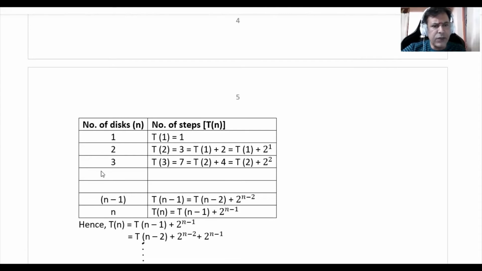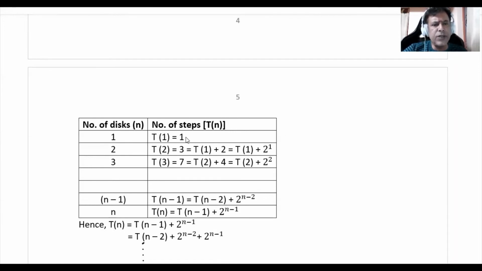Because in the next step, we will understand that if the number of disks is 3, then I have to express this T(3), which is 7, in terms of T(2). 7 is actually 3 plus 4, so it is T(2) plus 4. And that 4 can be expressed as 2 squared. That is why we are writing this 2 as 2 to the power of 1.